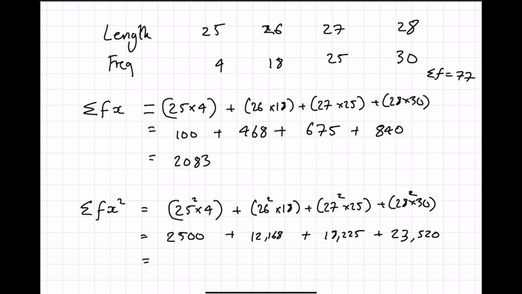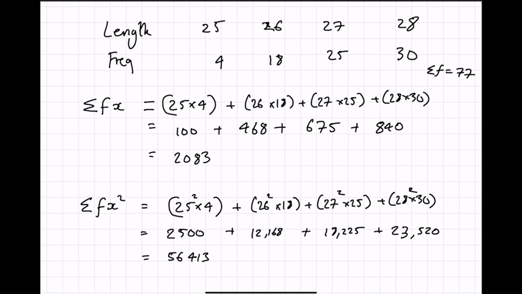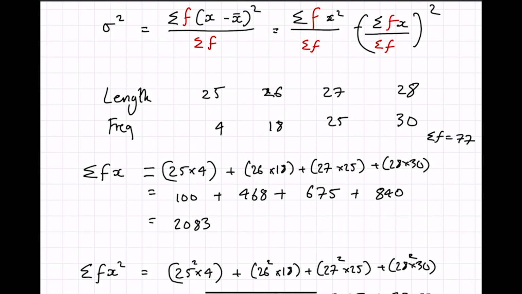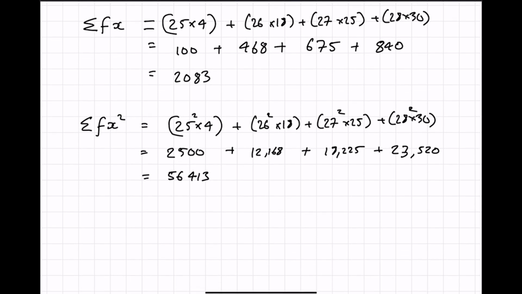18225 plus 23520 gives us 56413. So what you can see now is that it is quite a big number, but don't worry about that, that's pretty much what it should be. Now you just simply put it into the equation that you knew before. So the sum of fx squared was this value we just got.